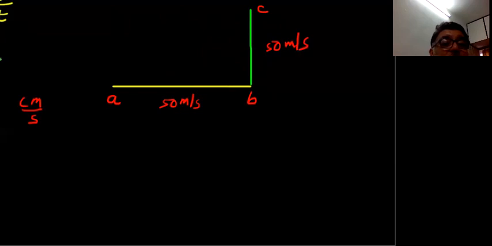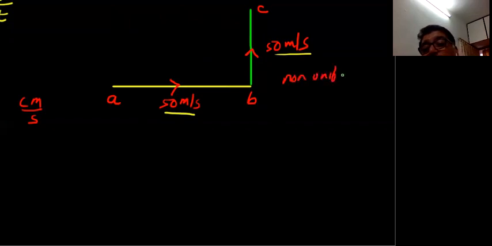Now, in this example, we can clearly see that the speed of the car never changes. The speed of the car is the same, 50 meters per second. But let's look at the direction of the car. From A to B, the direction is going from left to right, and from B to C, the direction is going from bottom to top. So the direction of the car changes. So we call this kind of motion non-uniform velocity.